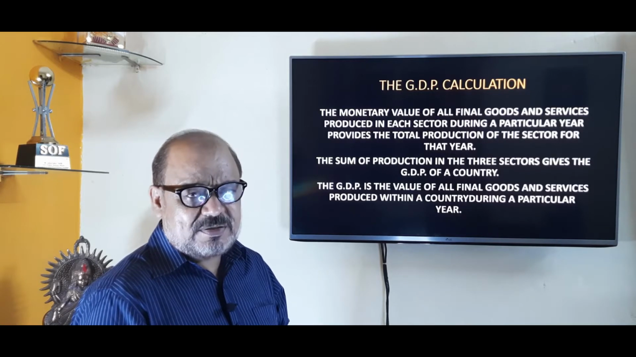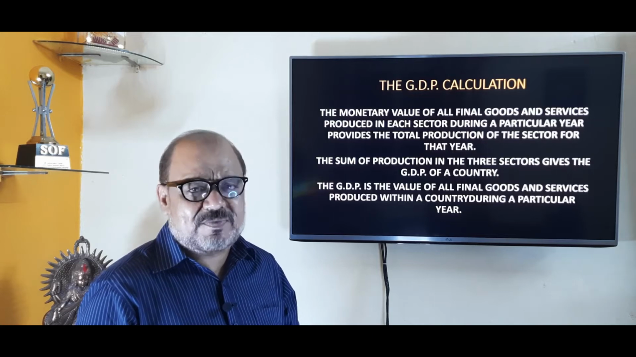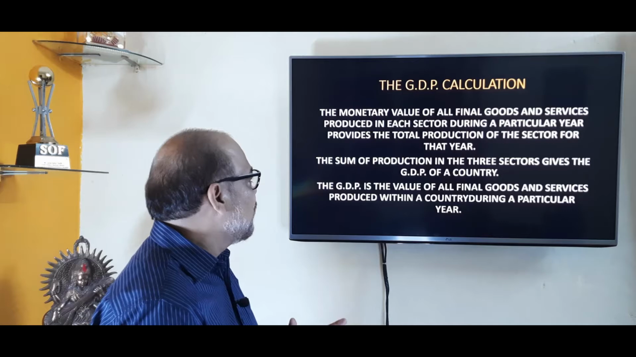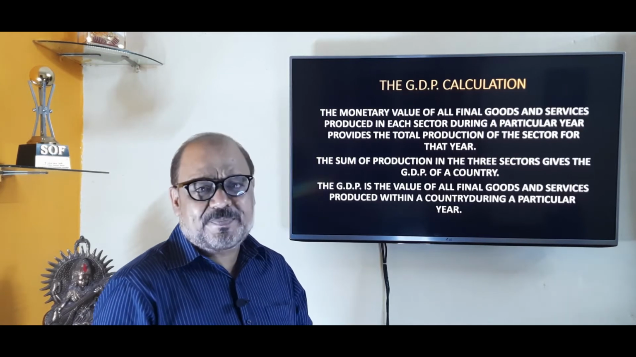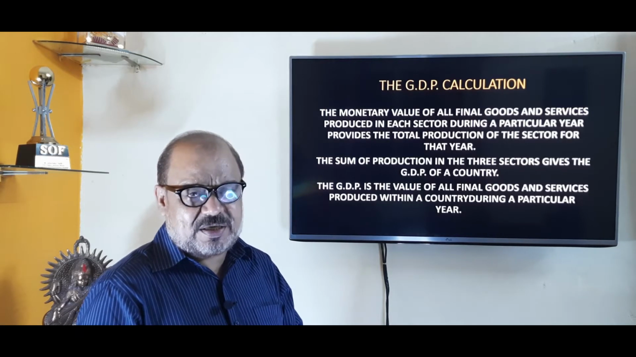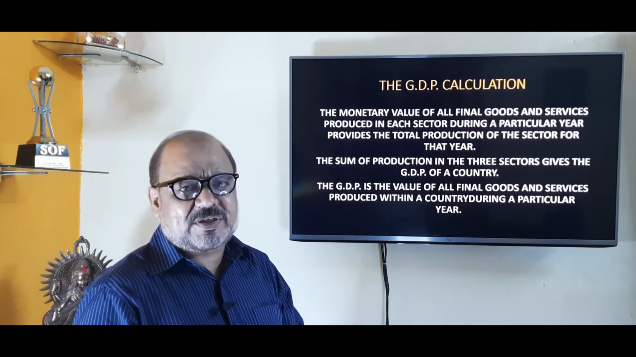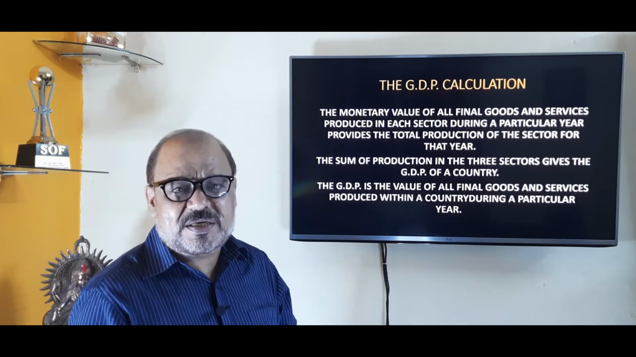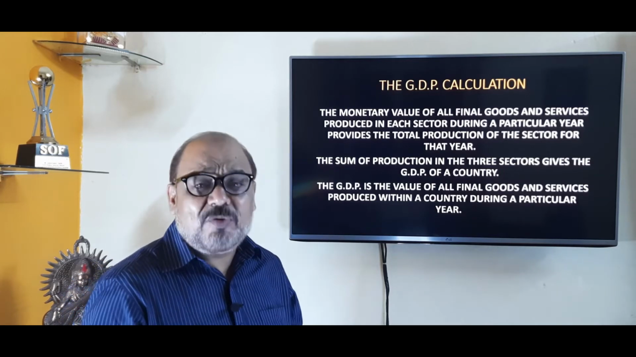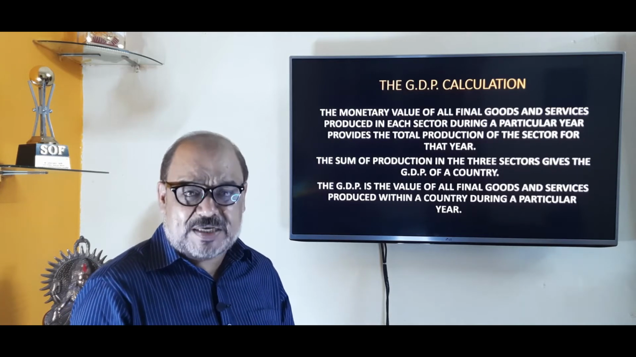एक साल के भीतर किसी भी सेक्टर के द्वारा जितने भी गुड्स एंड सर्विसेज का प्रोडक्शन होता है, उसके मॉनेटरी वैल्यू को हम लोग ऐड कर लेते हैं और इस तरह से जब तीनों सेक्टर के गुड्स एंड सर्विसेज के मॉनेटरी वैल्यू को ऐड कर लेते हैं तब हमें जीडीपी प्राप्त हो जाता है। The GDP calculation, how do we calculate the GDP? We have to remember here one thing.